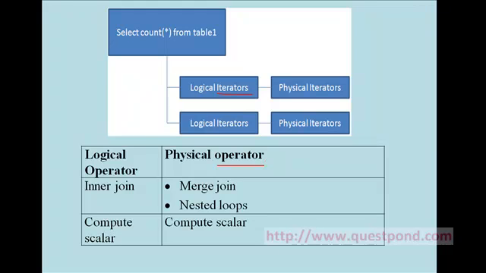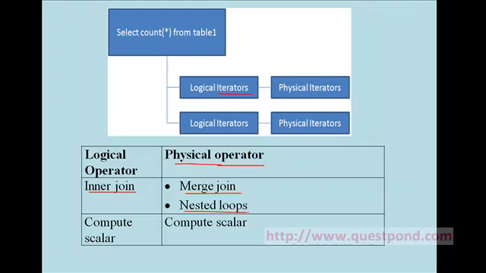For example, let's say that you want to make an inner join, right? So the logical operation or the plan is to do an inner join. But how do you do an inner join? For that, you need to have the actual logic, and the actual logic is the physical operator. So an inner join logical operator can be completed either by using a merge join, or by using a nested loop. So logical operators are the conceptual plan, while physical operators are the actual plan.